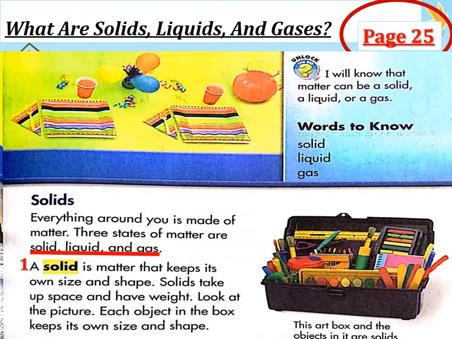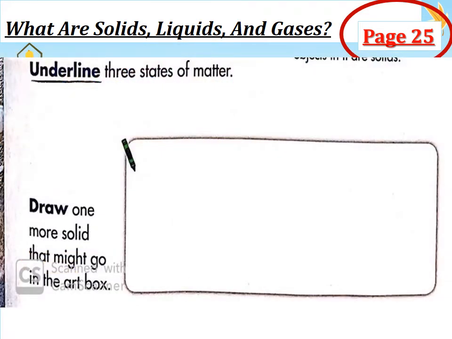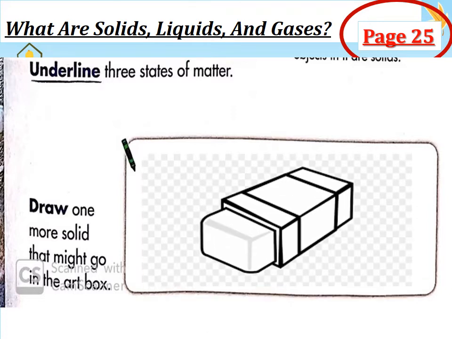Great idea! Alright, all of the materials here inside this art box are solids, which is our first state of matter, solid. Okay? They all have different sizes, shapes, textures, colors, and more. Very good, grade 2. Now your task is to draw one more solid that might go in the art box that you have in the picture a while ago. Draw it here on the space provided. Take your time. Okay, did you draw it? Very good. We could have an eraser. Good job.